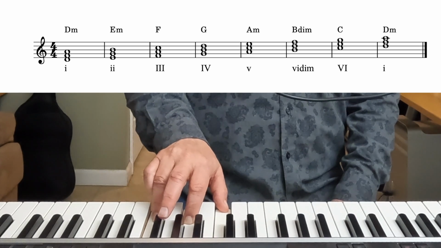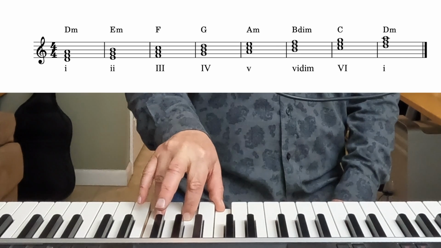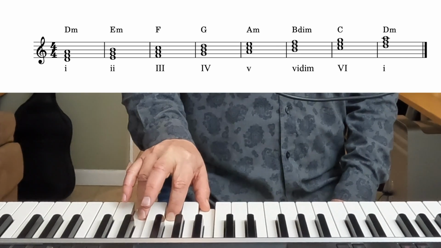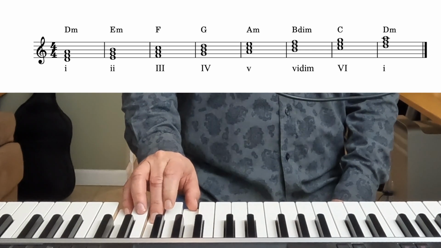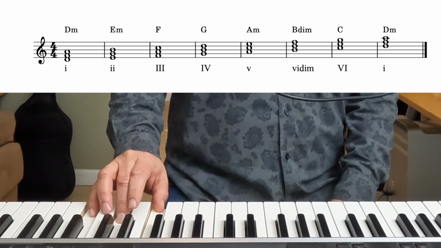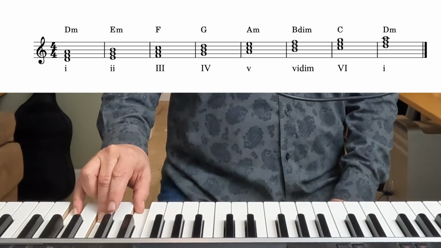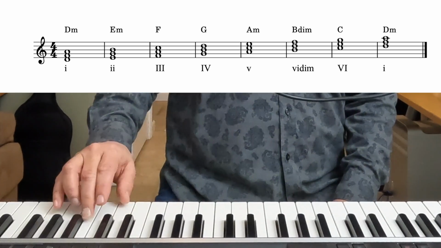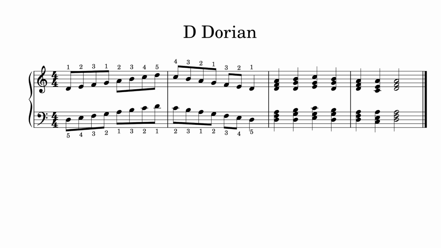Here is chord 2, the 2 chord in Dorian mode. In D Dorian, it would be E minor. And we have a major chord here on the 3, another major chord on the 4, minor chord on the 5, diminished on the 6th, major chord on the 7th, and now we are back to the 1 chord. In D Dorian, this would be D minor. Here's the progression that I played in that particular video.